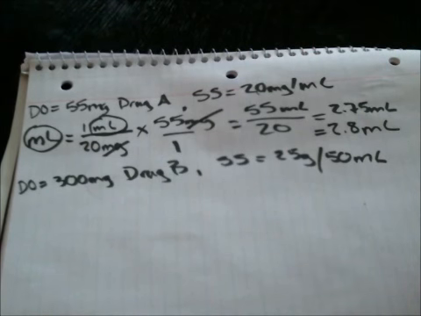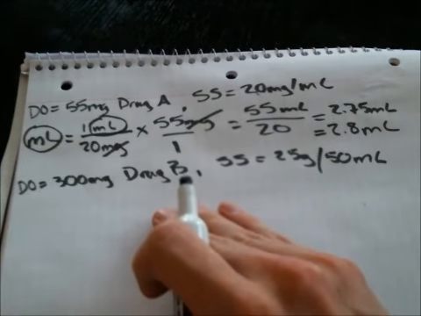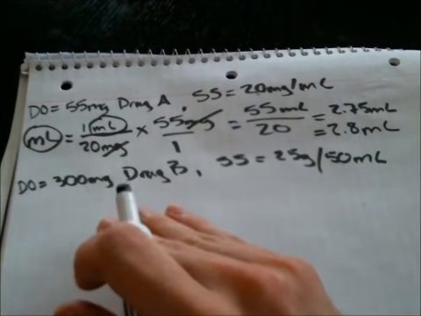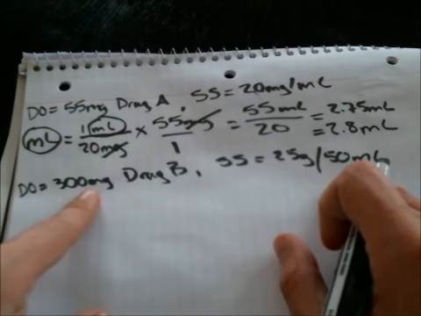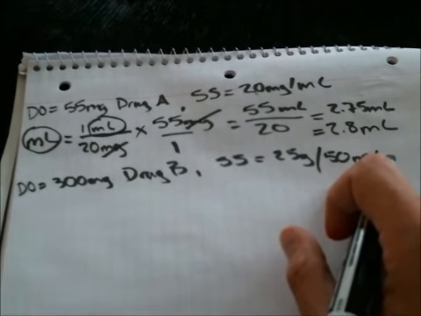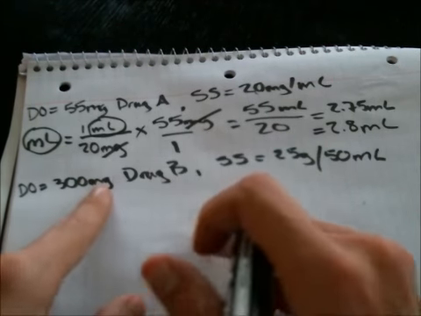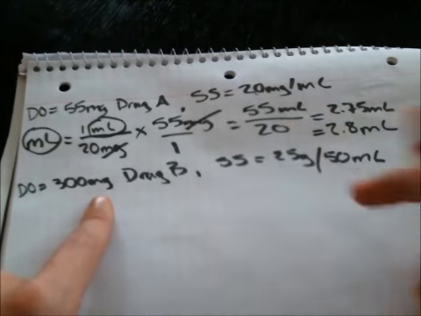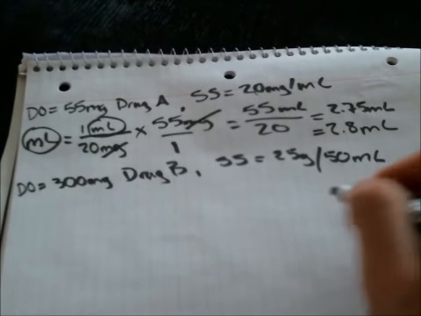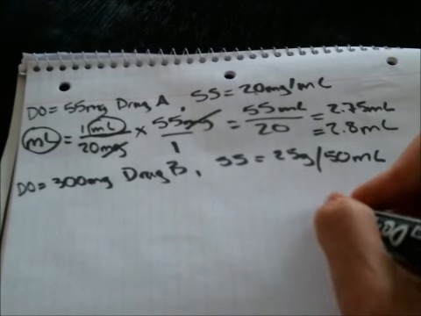Let's figure out how much to give to the patient. So what we're looking for, the question here is, how many milliliters do we give to the patient to get 300 milligrams in them? And in this question, the doctor's order includes milligrams, but our stock supply is in grams, so we'll have to do a conversion from milligrams to grams.